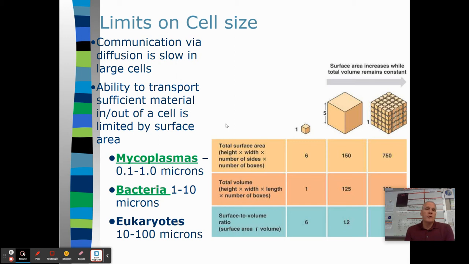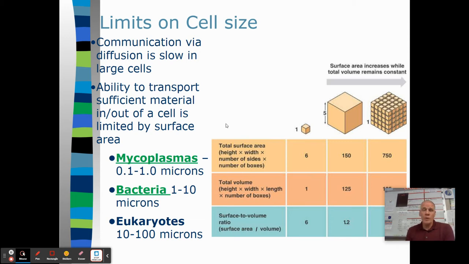And if you look at the first cube, which has a length of 1, it has a total surface area of 6. 1 times 1 is the surface area of one side times 6 sides. And so it has a surface area of 6. Its volume is 1 times 1 times 1, or 1. And therefore, its surface area to volume ratio is 6 units of surface area to 1 unit of volume.